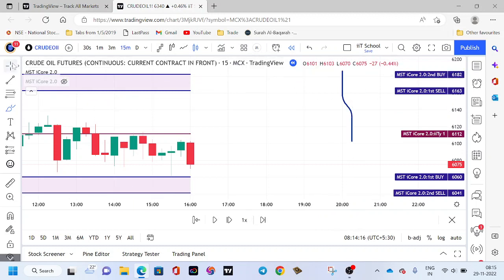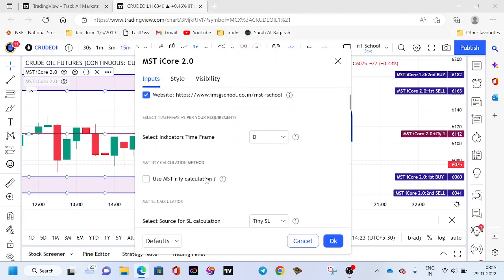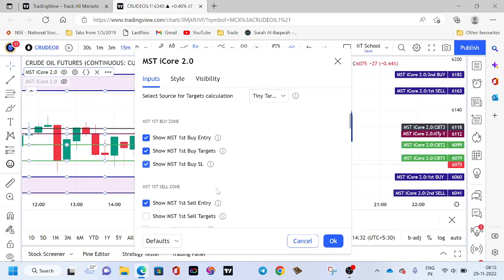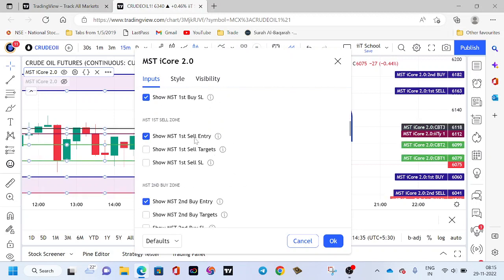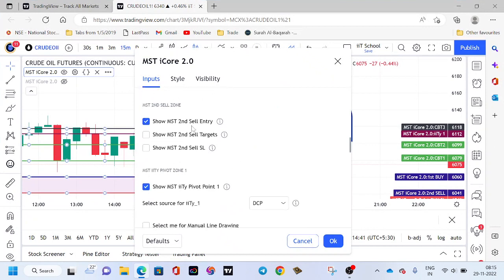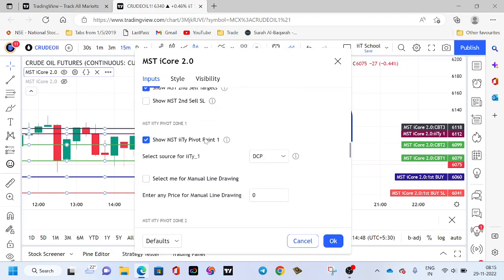Once buy or sell is activated, what you have to do is come to the indicator settings and scroll down. If you scroll down here, you will find the first buy entry, first buy targets, and first buy SL. This is the basic version I'm showing you. The same thing is there in the advanced version, except for the market type, which we have given extra. All others are the same.